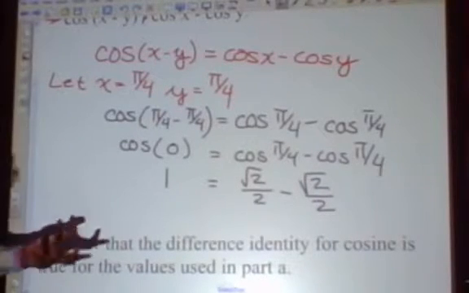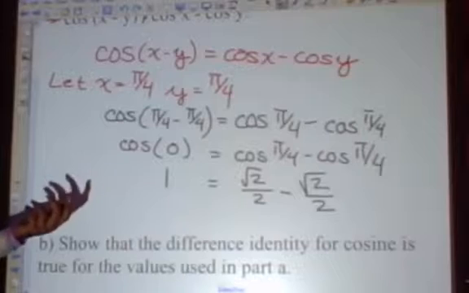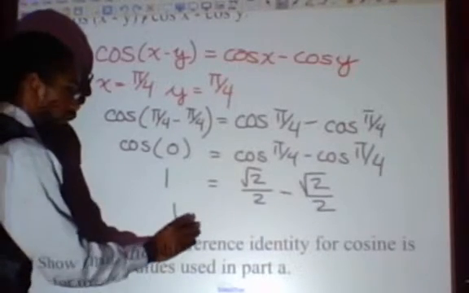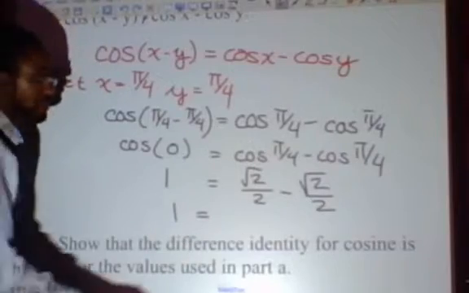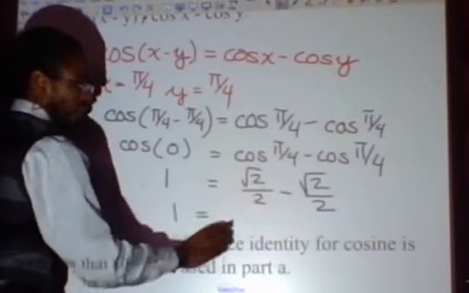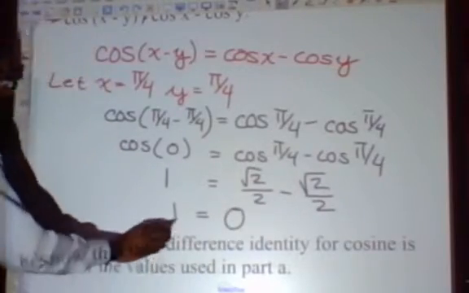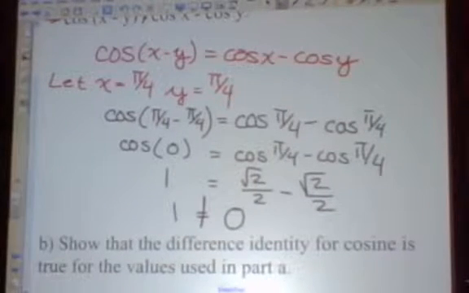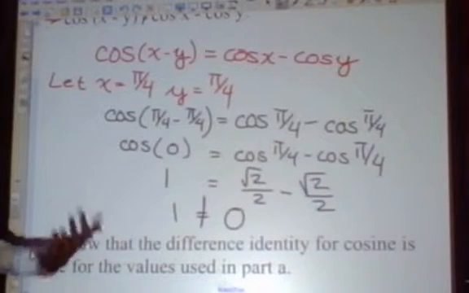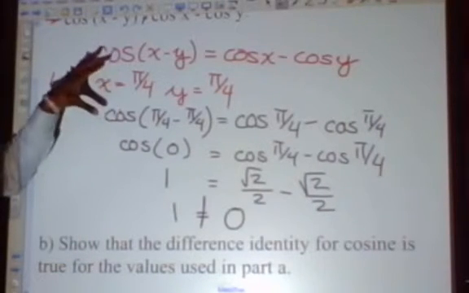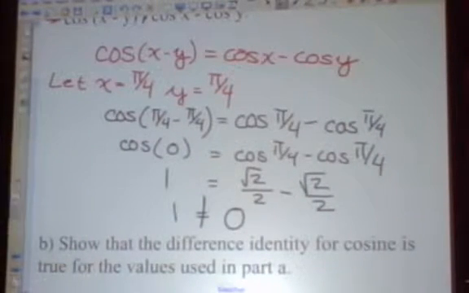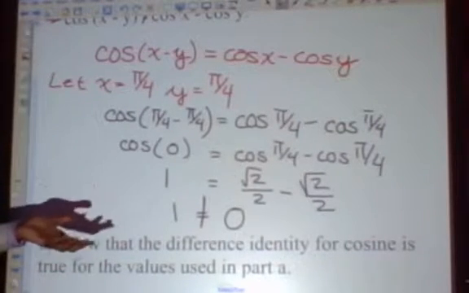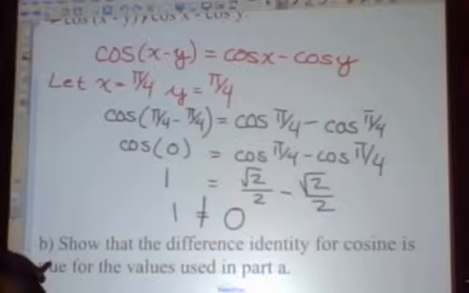Which means 1 equals square root of 2 over 2 minus square root of 2 over 2. So then we go ahead and check and see if these two sides are equal to each other. This side here we already know is a 0. We had a 1 on the left side, so those are not equal to each other. So we just found a counterexample that shows that cosine x minus y does not equal cosine x minus cosine y. So that's not an identity. That will never work.